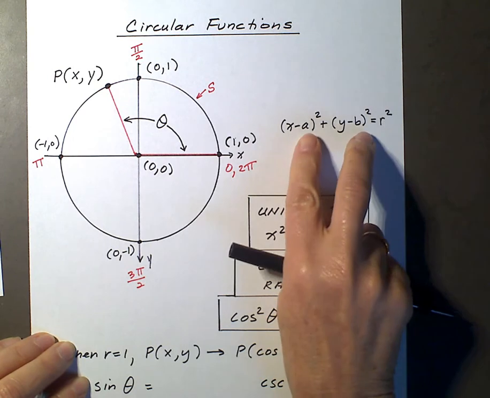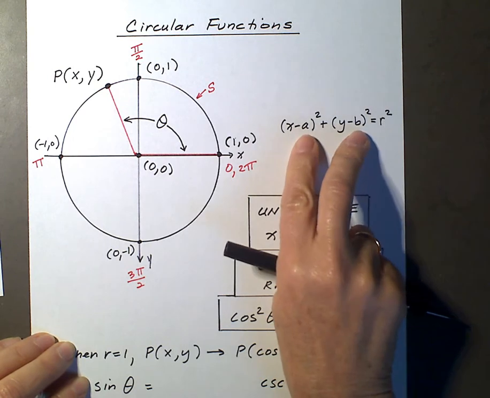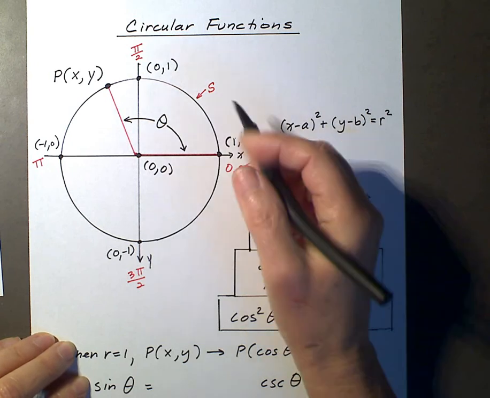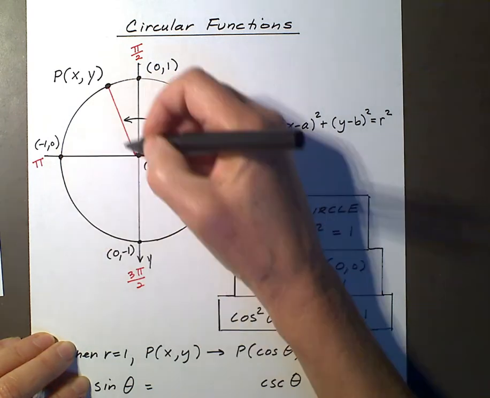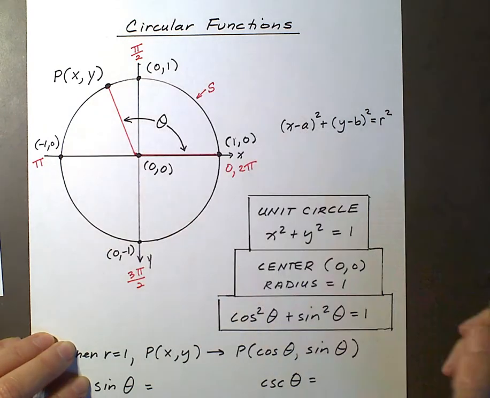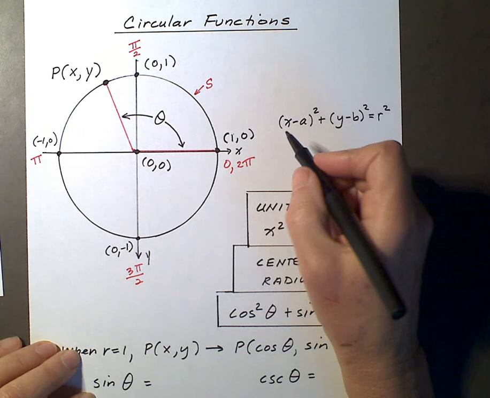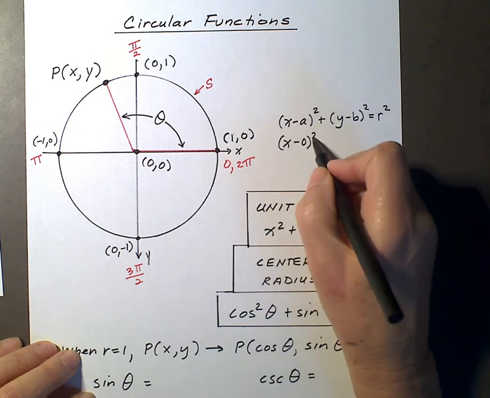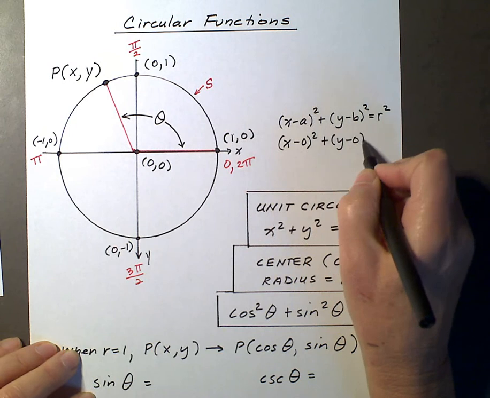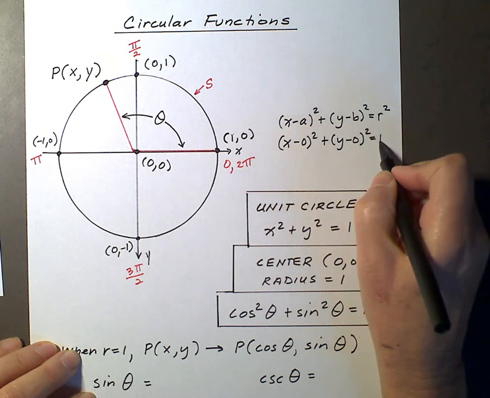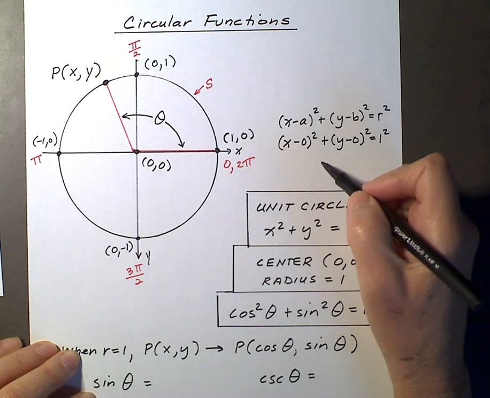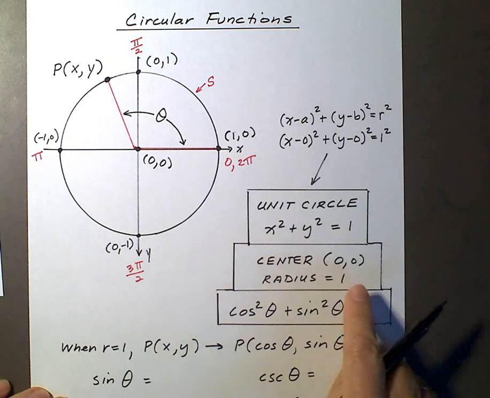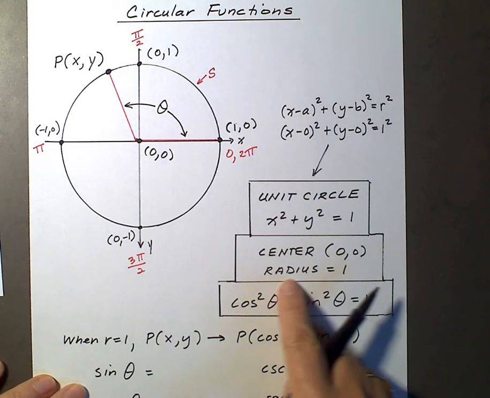So the coordinates of the center of the circle, the x and y coordinates, were a and b, and the radius was r. And x, y could be any point, and it was a fixed distance of the radius away from the center, in this case at 0, 0. So if I replace the center of the circle, those coordinates a and b, with zeros, and the radius with a 1, I get this equation. It reduces to x squared plus y squared equals 1. So the unit circle has its center at 0, 0 and a radius of 1.